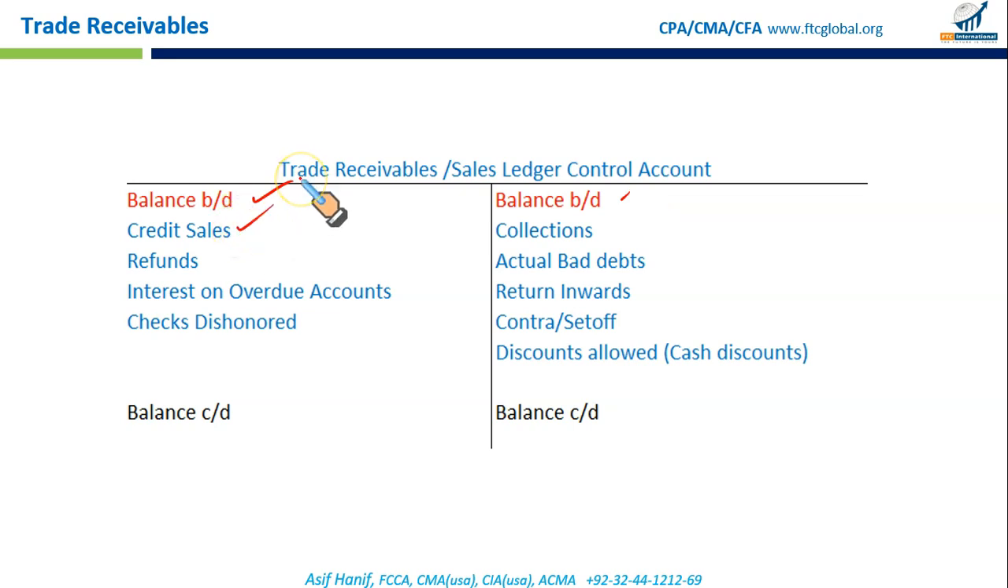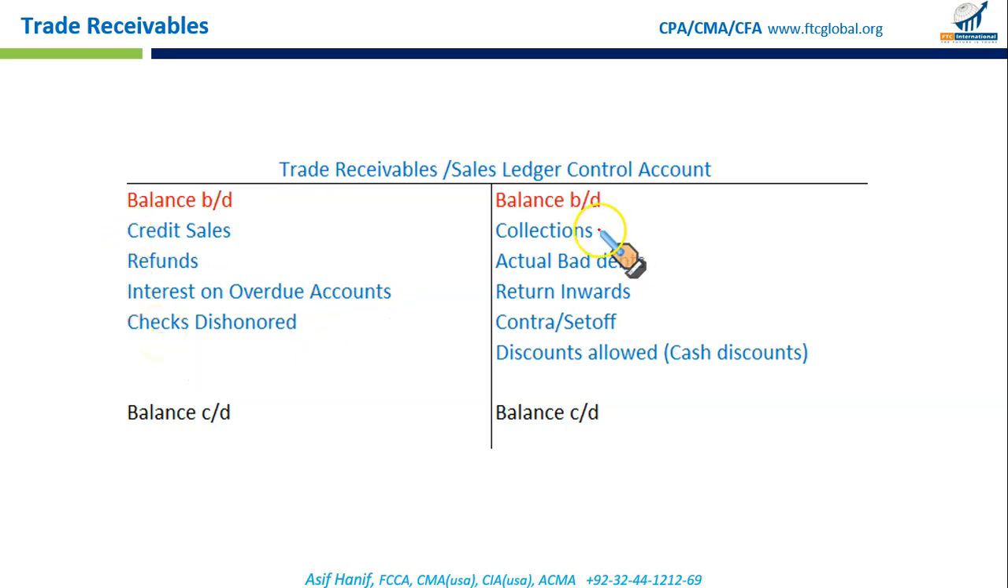Credit sales increase your receivables. Refunds, when you make a refund, of course, you debit receivables, credit cash. Refund means some customers have overpaid. Interest on overdue account means some customers who delay the payments, we charge interest on such accounts. And if any customer who has paid us via check and the check is dishonored for any reason, it appears on the debit side. So these are the four elements appearing on the debit side.